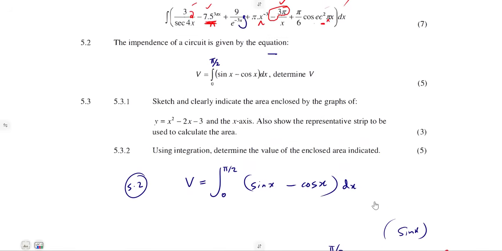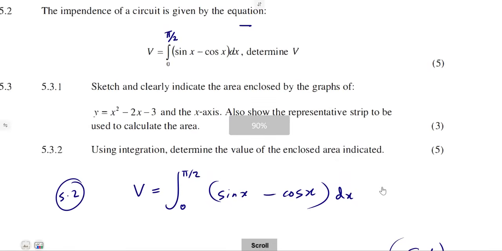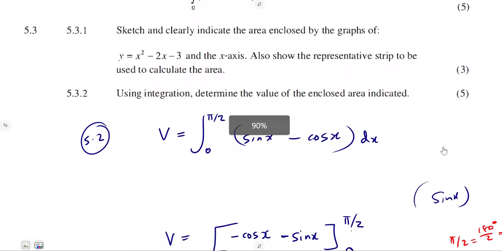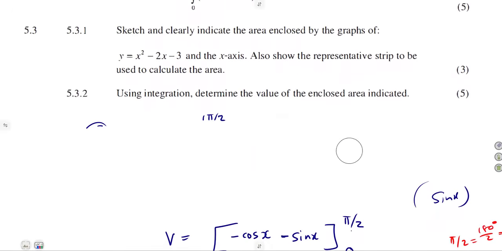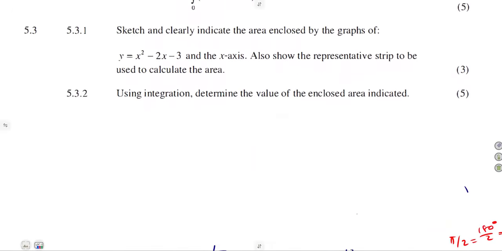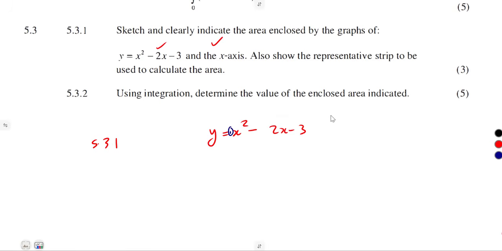Okay. Moving on to 5.3, and that is 5.31. Sketch this, enclosed by the graph and the x-axis. That's a quadratic, a parabola. Remember, a parabola, first of all, is the shape when our a is positive, as it is greater than 0, we are going to have it concave up. A is greater than 0, so that's the shape.